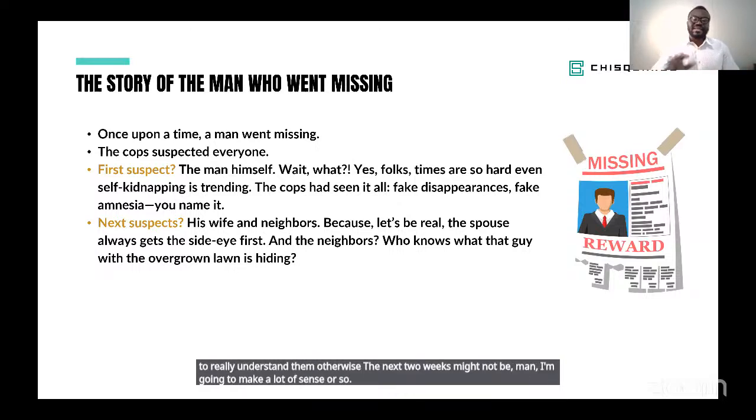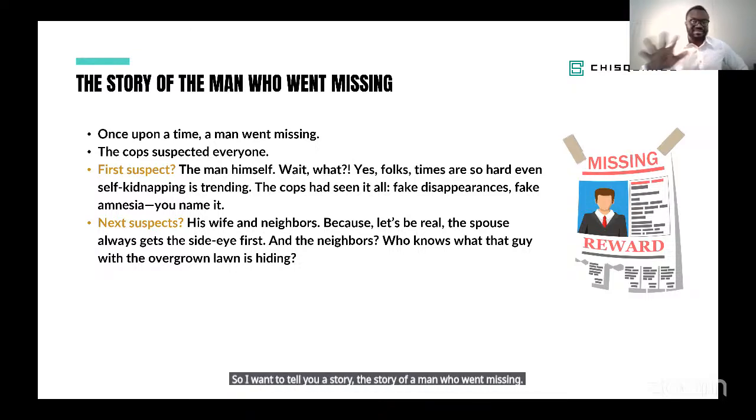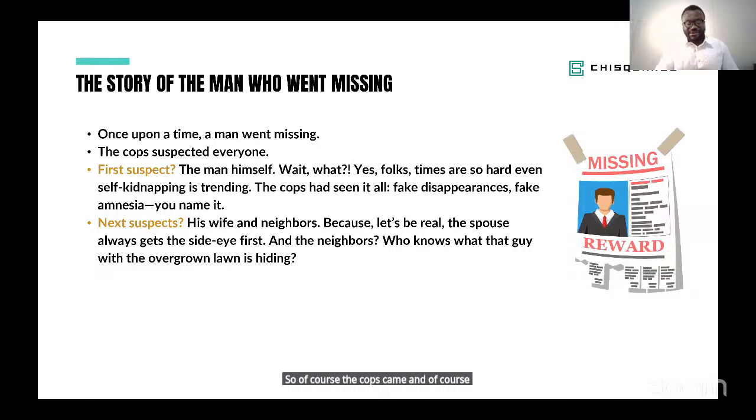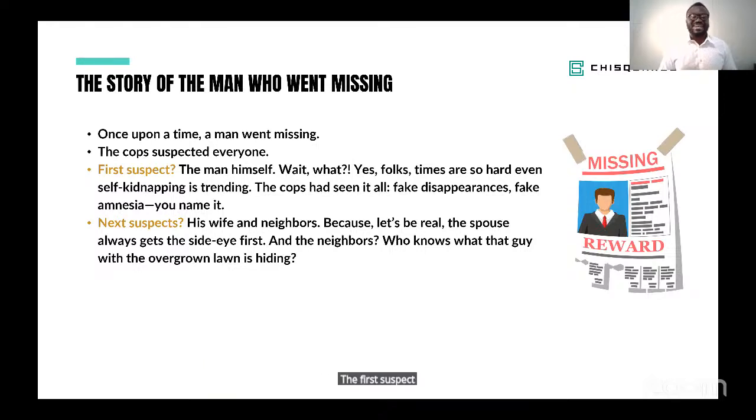So I'm going to tell you a story, the story of a man who went missing. The man just disappeared. His wife was worried and called the cops: oh, I haven't seen Jim for the past 5 days. So of course the cops came and took a lot of notes. Of course they have the suspects. The first suspect is always the spouse, right? It's like, okay, tell us where you were on these days. So the first suspect was the wife.